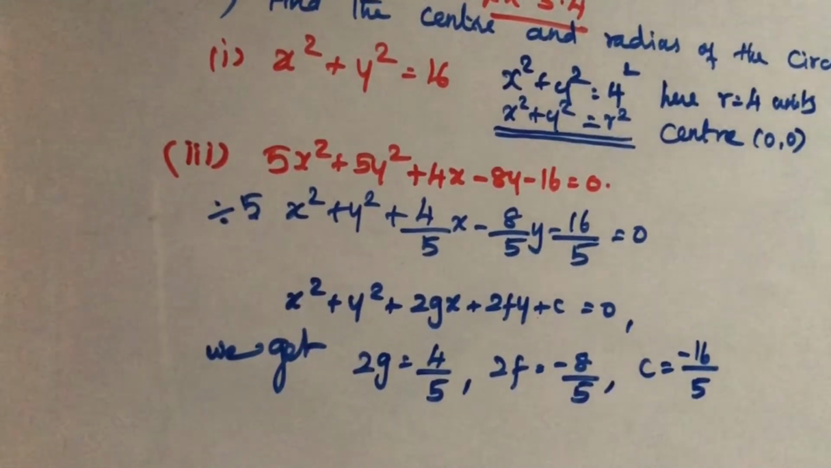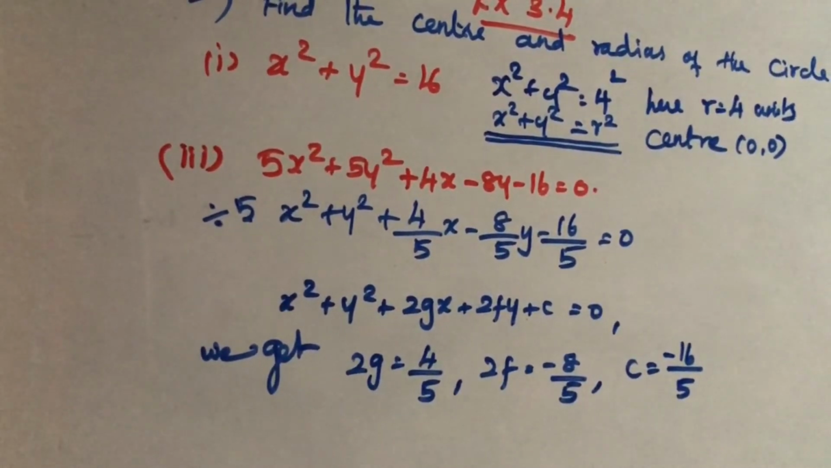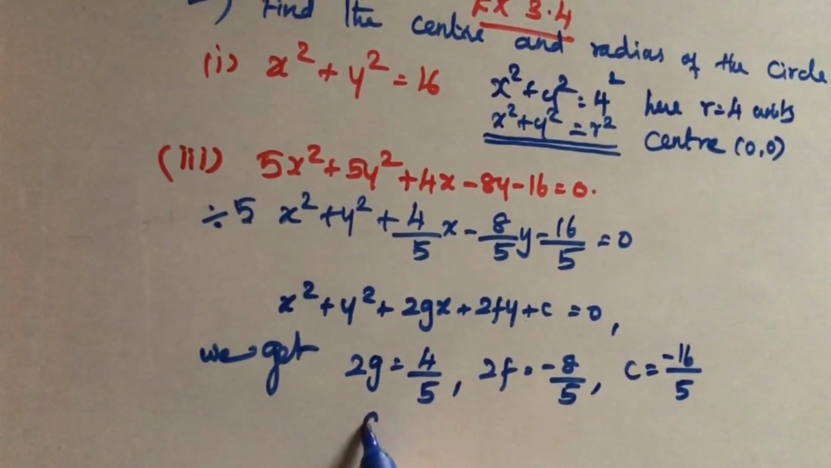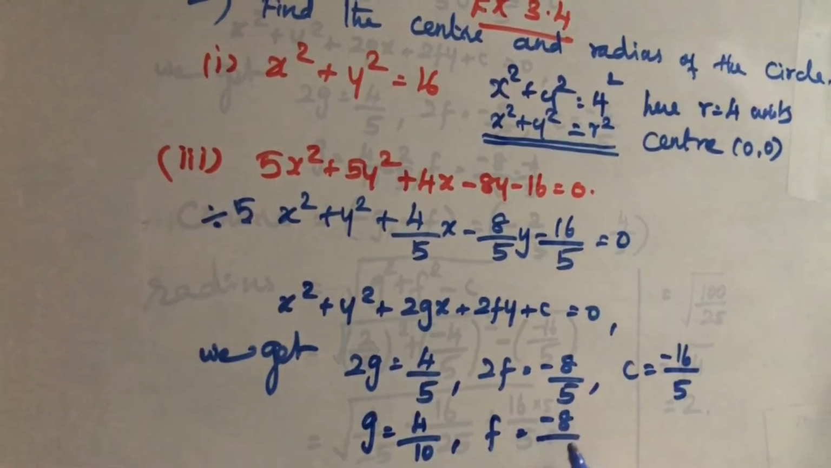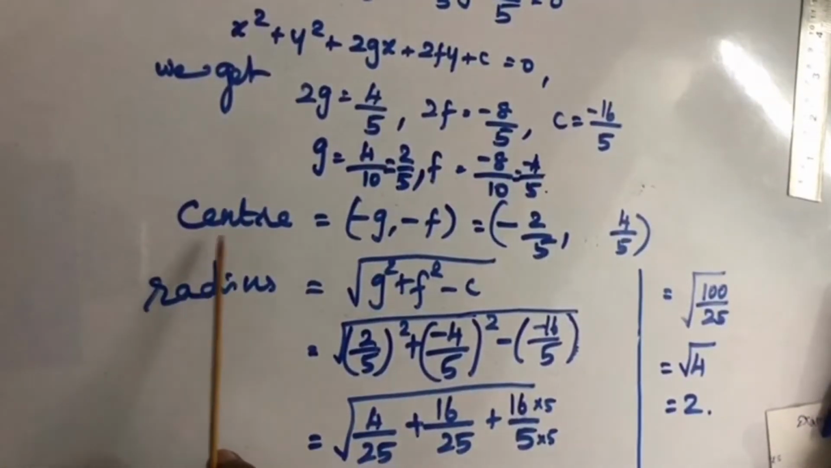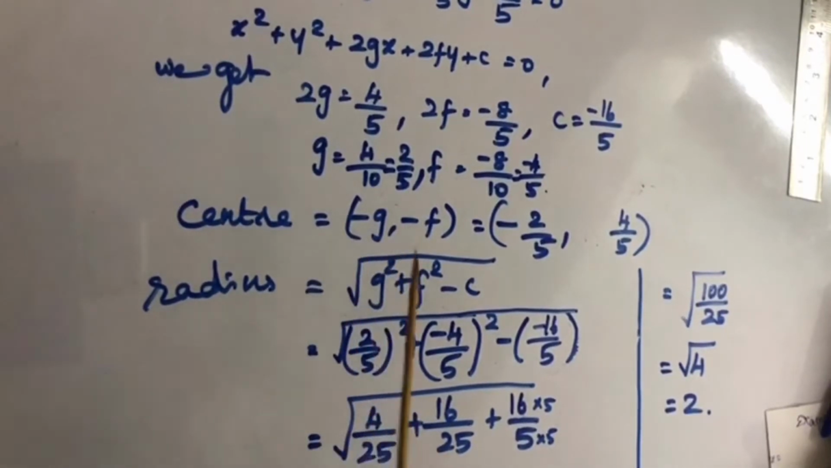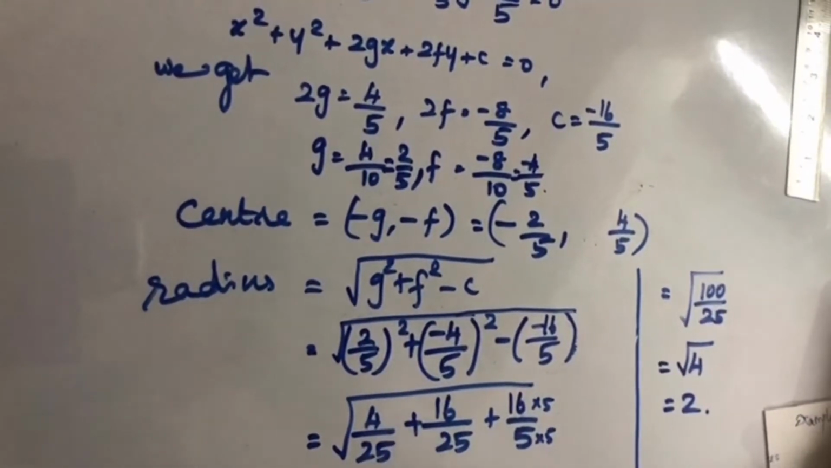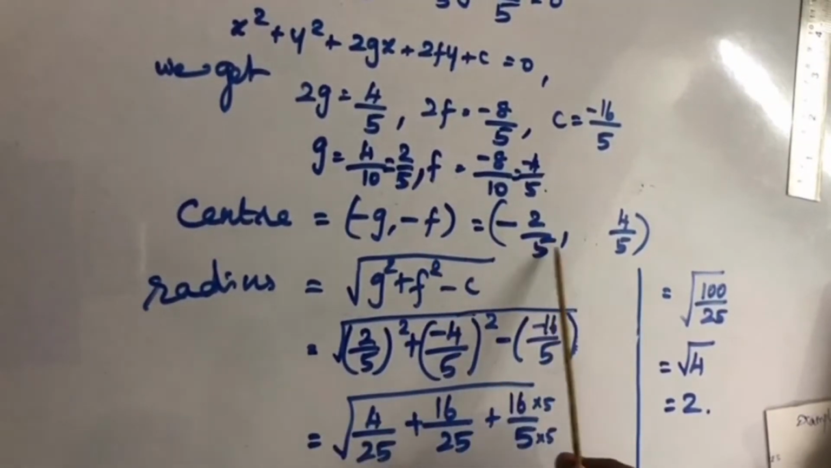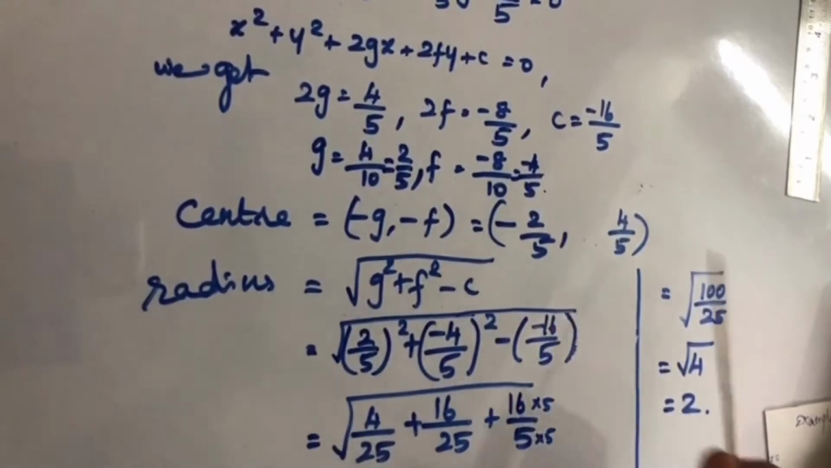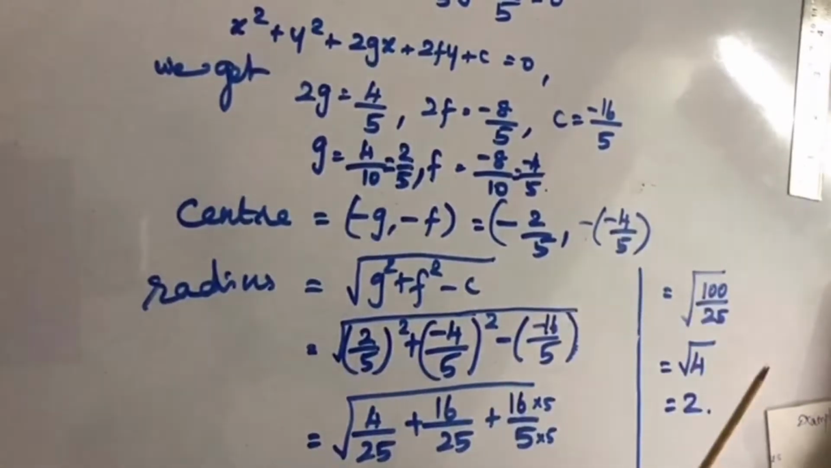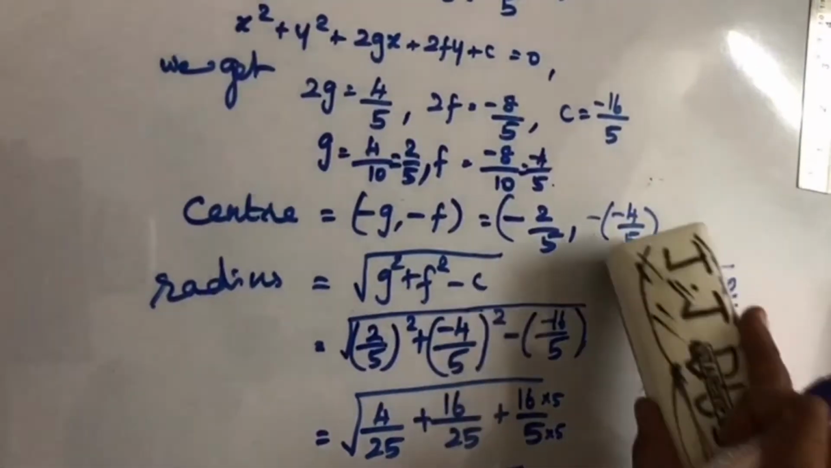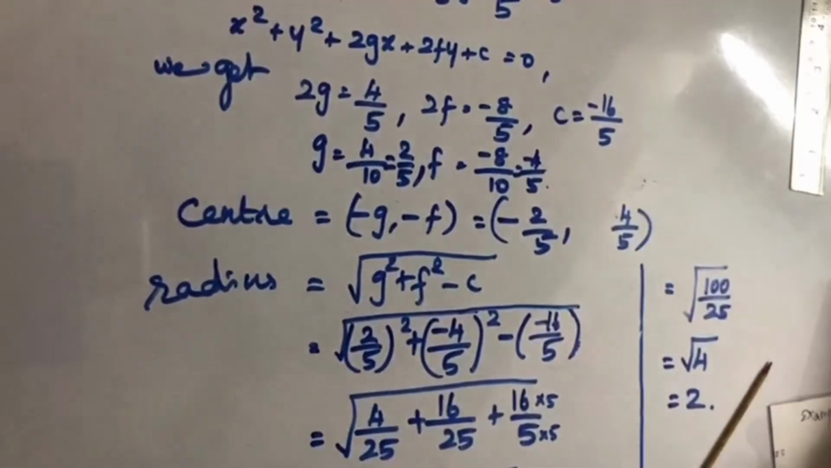Now we have to find the center and radius of the circle. Here, what is g? g is equal to 4 by 10, f is equal to minus 8 by 10. So the center is equal to (minus g, minus f), that is the general form of the center. So minus 2 by 5 and minus f. So it is minus of minus 4 by 5, but minus and minus will be equal to plus. So the center is 4 by 5. Now the radius.